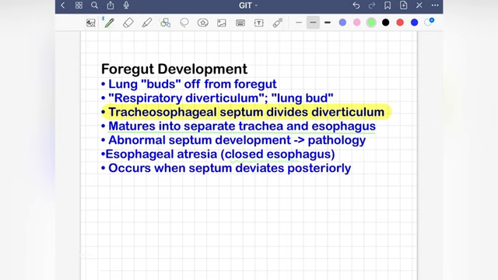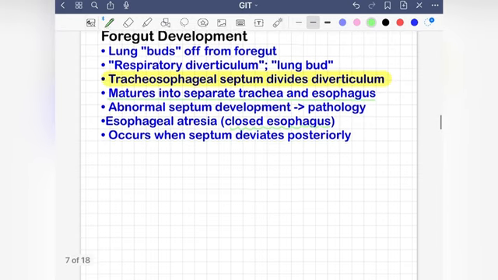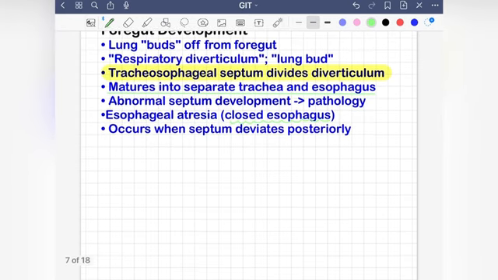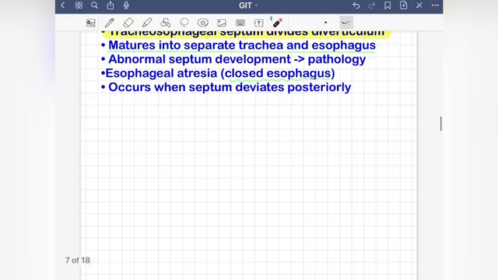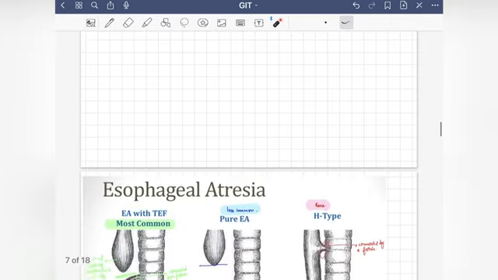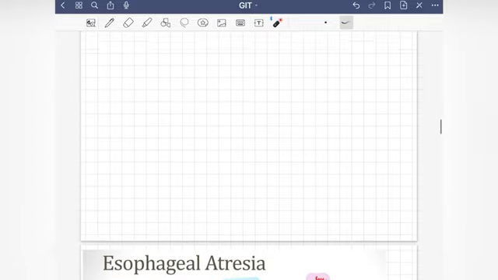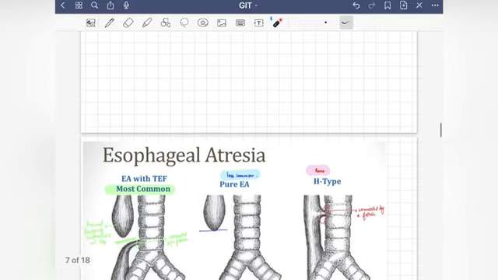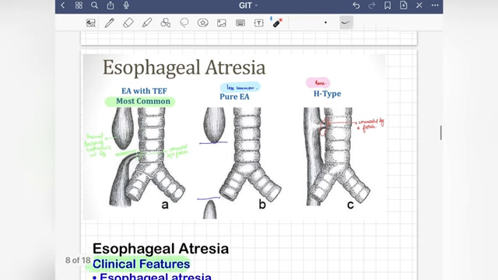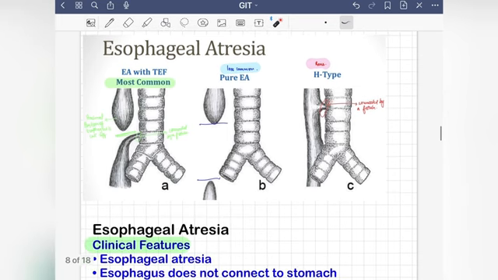Eventually, a structure called the tracheoesophageal septum will form, and it will divide the respiratory diverticulum, or lung bud, from the esophagus. Then the fetus will go on to mature and develop a separate trachea and esophagus. If there is abnormal development of this tracheoesophageal septum, that leads to congenital pathology, and the most important pathology to know is esophageal atresia.